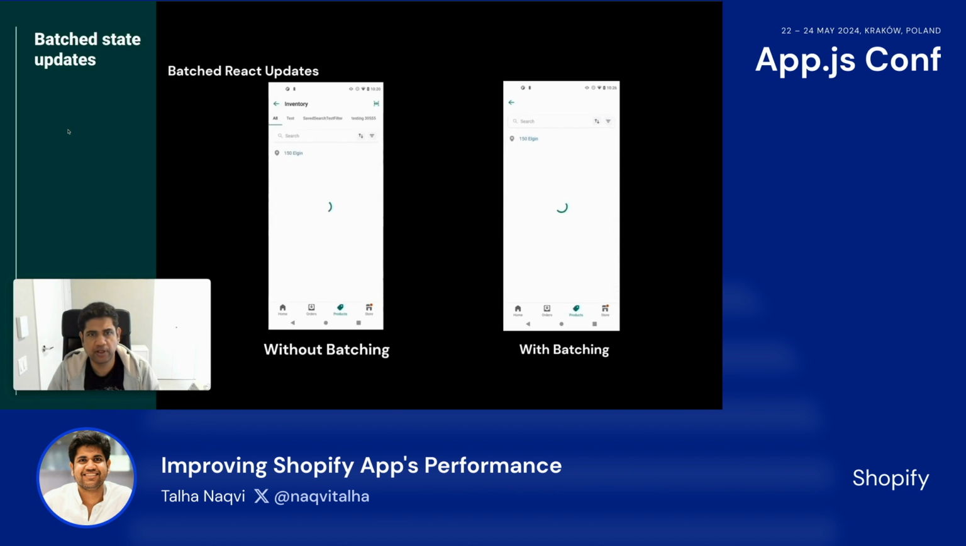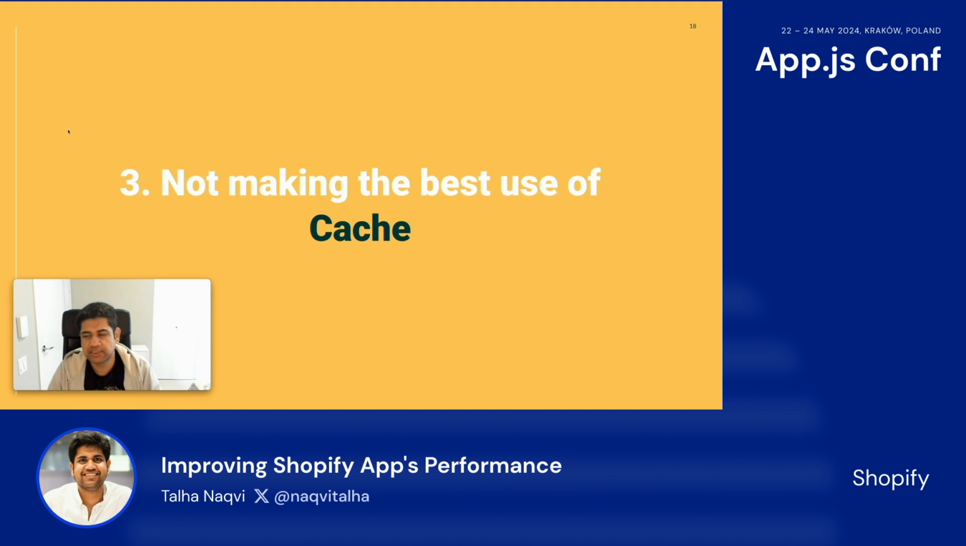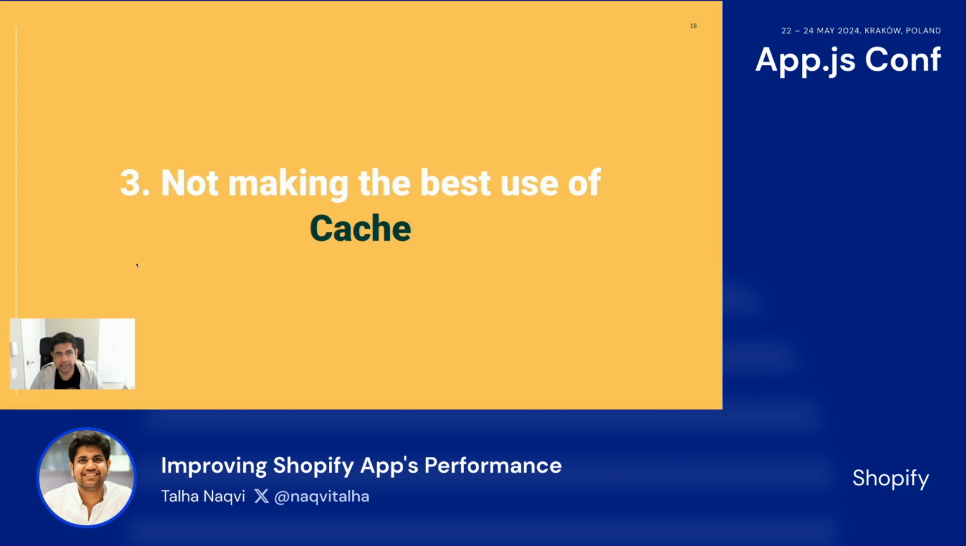All right, moving on. What was the third problem that we found? It was not making the best use of cache. We had a very robust caching system, but we felt that we weren't making the best use of it. So why is caching important?